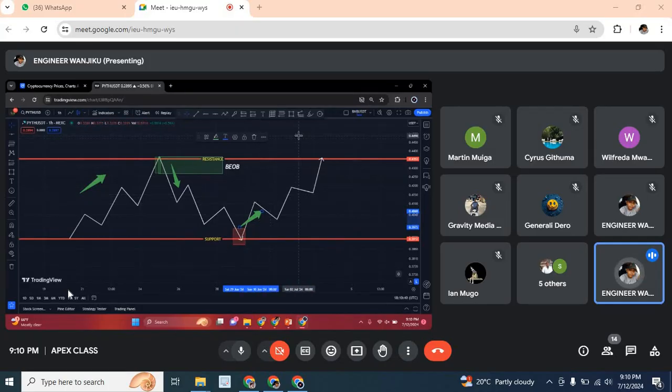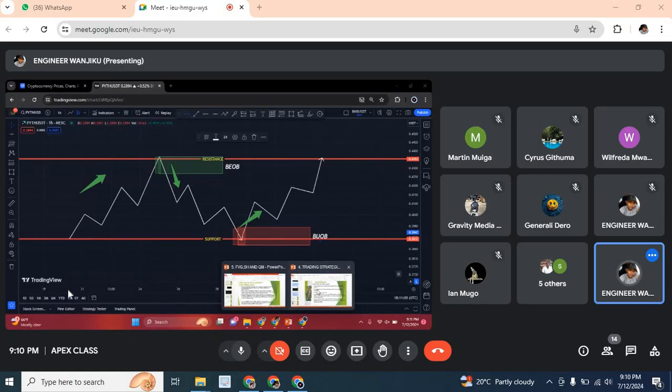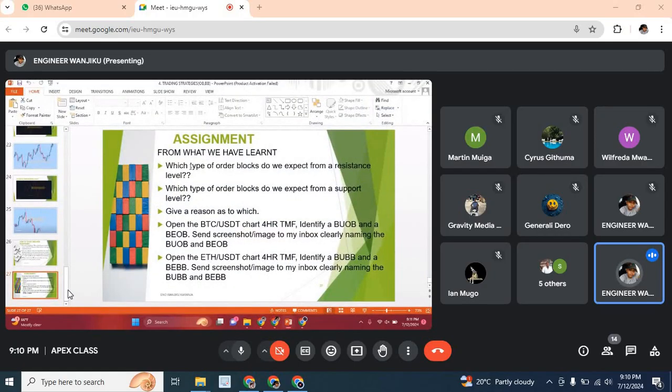And we described a bullish order block as the last red before a significant buy. Let me name it, a bullish order block, like that. So basically we have tackled question number 1: which type of order block do you expect from a resistance level, and which type of order block do you expect from a support level. Then you're supposed to explain on that, which we have done.